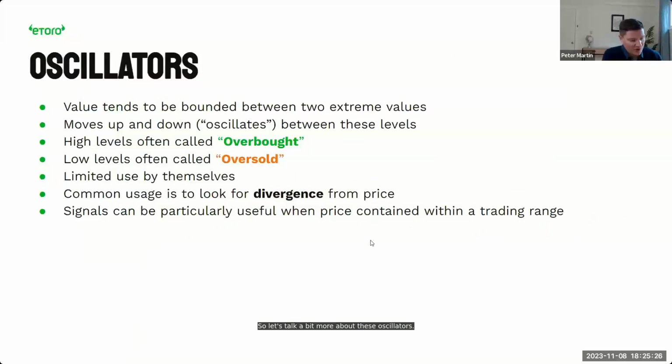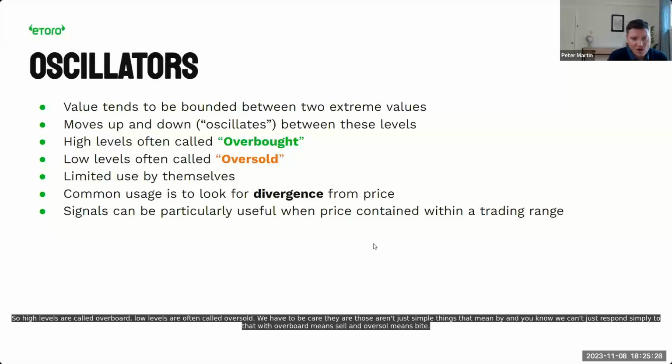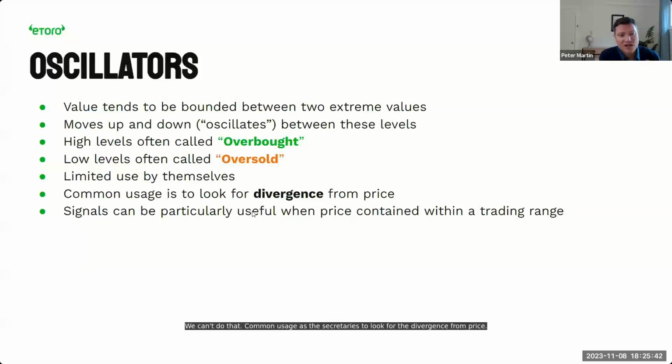So high levels are called overbought, low levels are often called oversold. We have to be careful. Those aren't just simple things that mean buying. We can't just respond simply to that with overbought means sell and oversold means buy. We can't do that. Common usage, as I've said before, is to look for the divergence from price. So this is really, I would say, the most useful element of it.